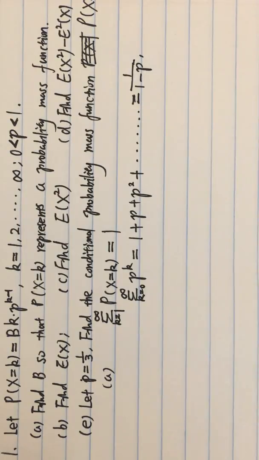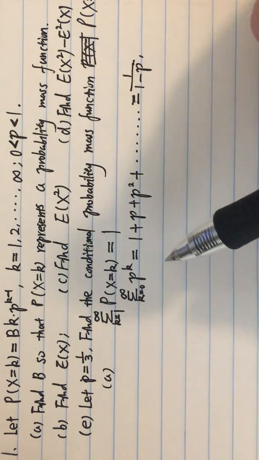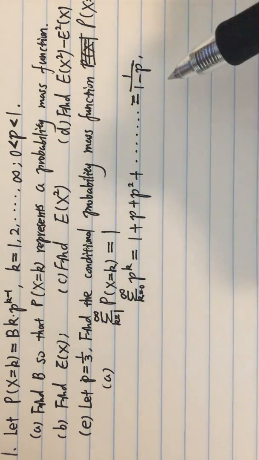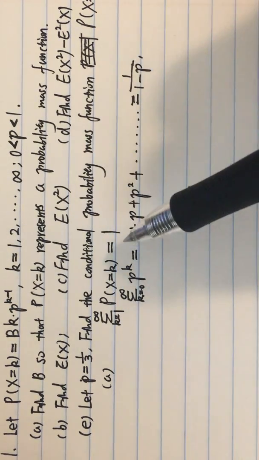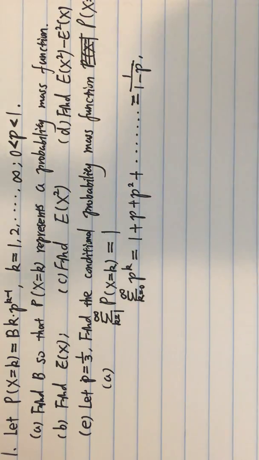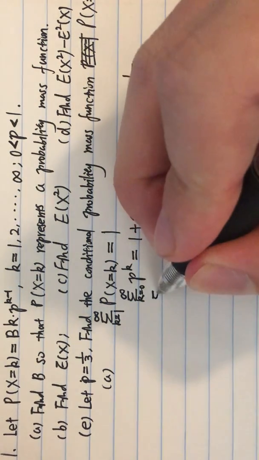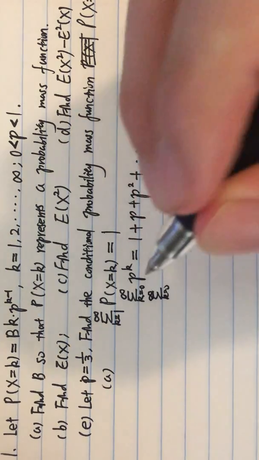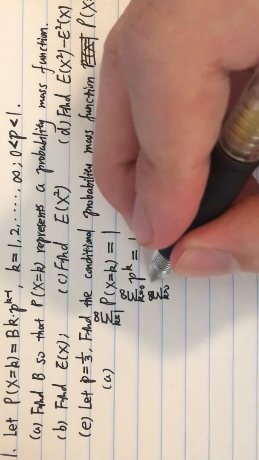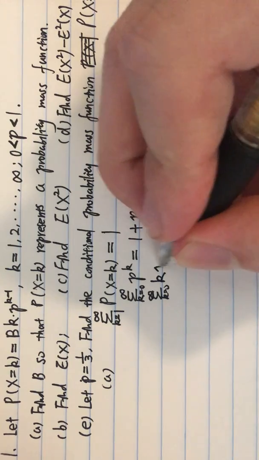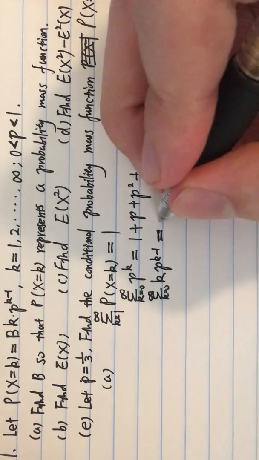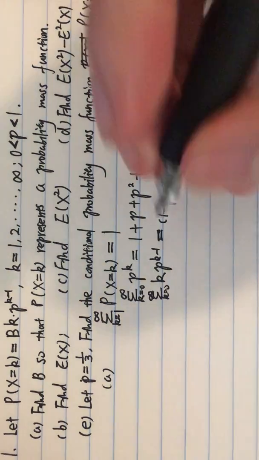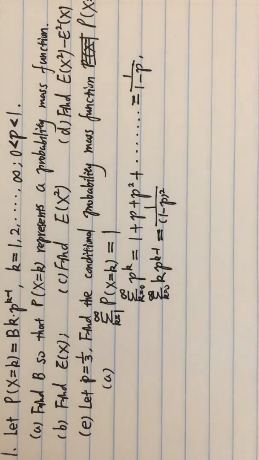And then we can differentiate both sides of this equation. Yes, we can differentiate both sides of this equation. We get that the sum of k times p to the power k minus 1 equals 1 over 1 minus p to the power of 2.